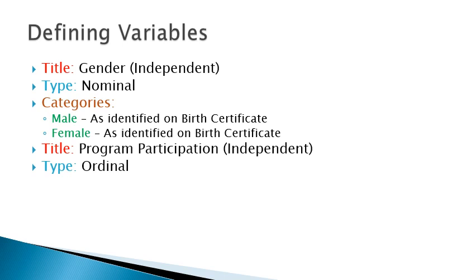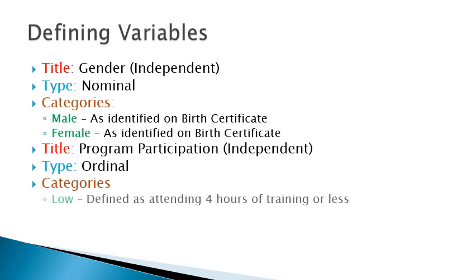We are kings and queens of our own variables. We can define it any way we want. I might choose to define program participation as nominal: yes or no, they participated or they didn't. Or I could do interval ratio. Program participation is defined as the number of hours they spent or the number of sessions they attended. In this case, I'm going to define it as an ordinal variable.